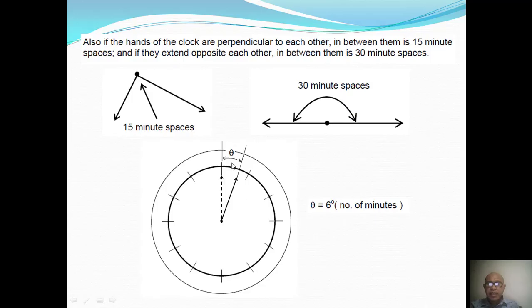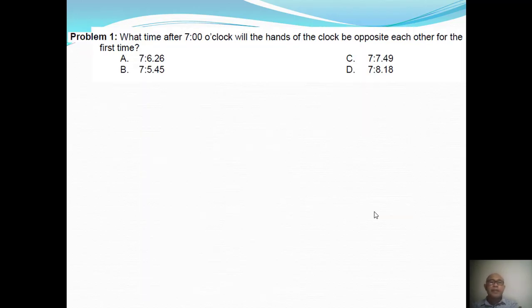So that is why if the minute hand moves by x minutes, or number of minutes, then the angle theta is equal to 6 degrees times the number of minutes. Okay? So to illustrate, we have here problem number 1. What time after 7 o'clock will the hands of the clock be opposite each other for the first time? Okay? So we are given an initial time of 7 o'clock. And the final position of the hands is when the hands extend in opposite direction to each other.